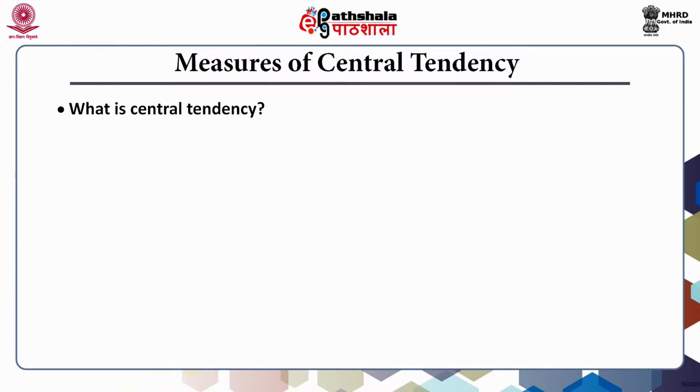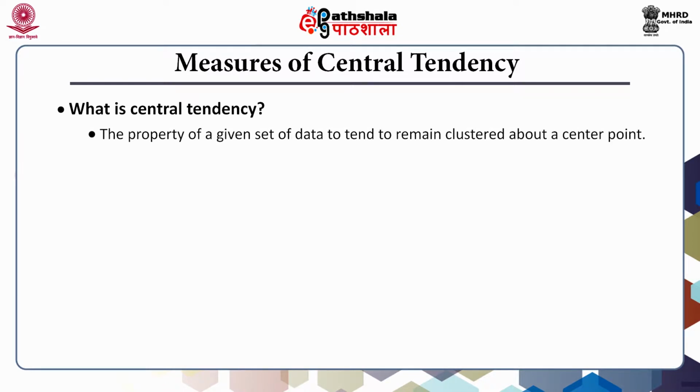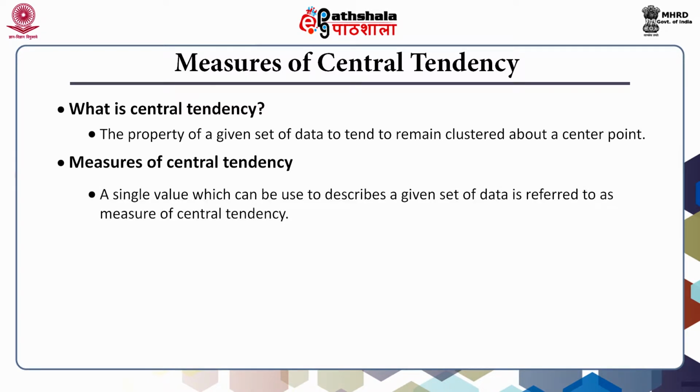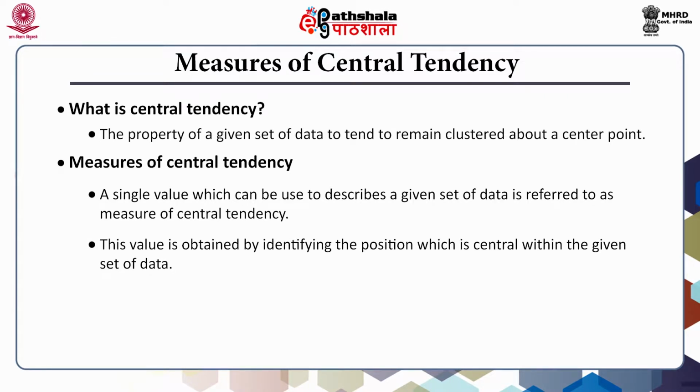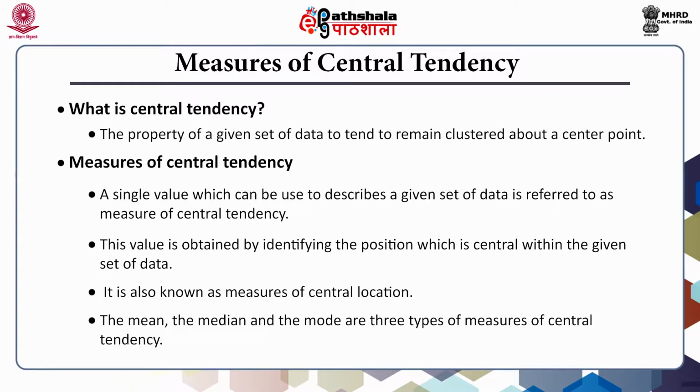What is central tendency? The property of a given set of data to tend to remain clustered about a center point is called the central tendency. Measures of central tendency have the following properties. A single value which can be used to describe a given set of data is referred to as the central tendency. The value is obtained by identifying the position which is central within the given set of data. It is also known as a measure of central location. The mean, median and mode are three types of measures of central tendency.